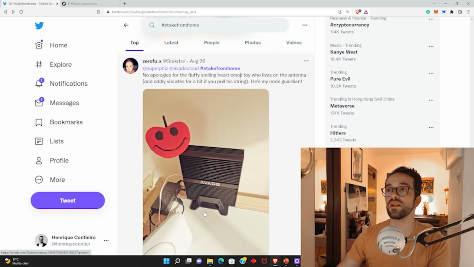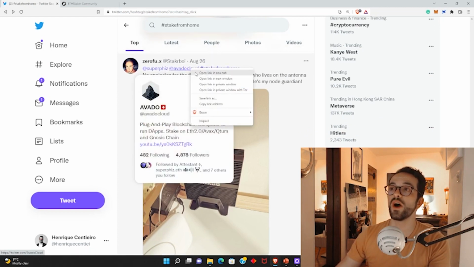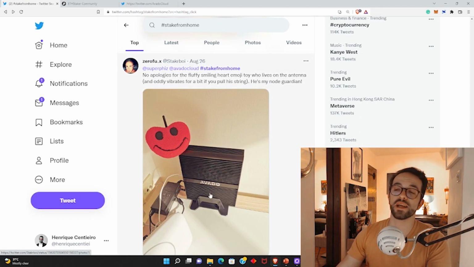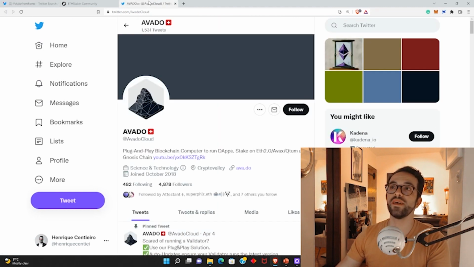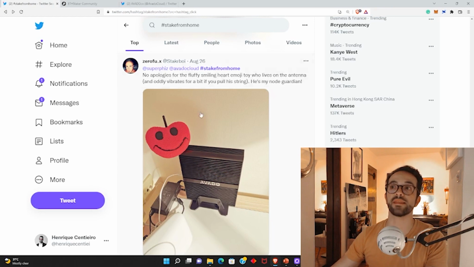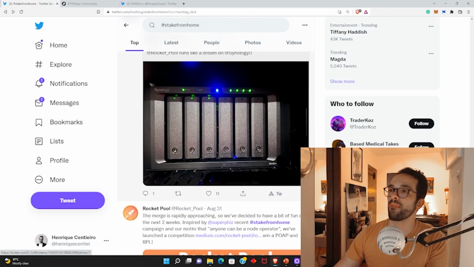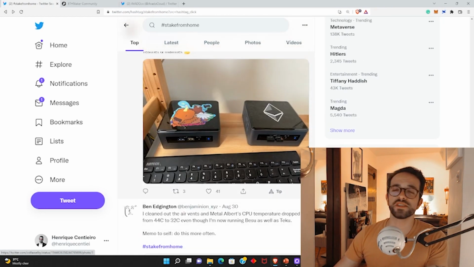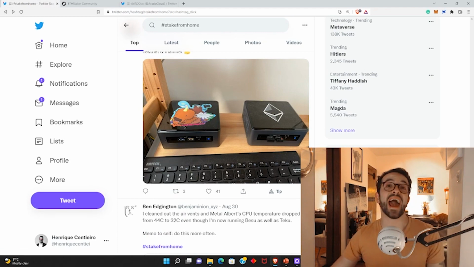They basically sell these nodes already. These are kind of mini computers with pre-installed software. So you just buy the hardware and it's plug and play. You don't need to do anything. Quite interesting. Yeah, so basically, I think this gives you a good idea of the kind of computer that you can use to run a solo staking validator node.